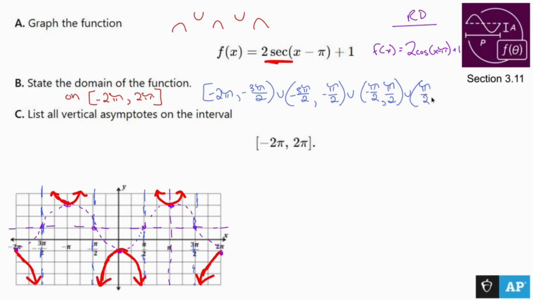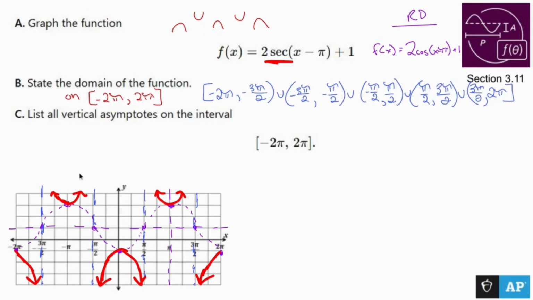It goes all the way to 3 pi over 2, not including, union, and then starts back up at 3 pi over 2, the same spot, and hits 2 pi, which we're going to keep. That's going to be the domain for this picture.